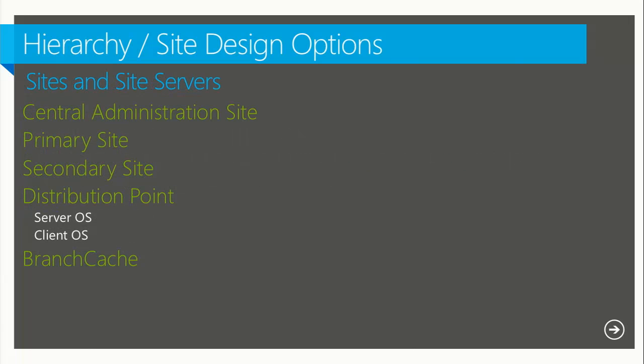So let's take a look at some of these. Some of your site design options. Central administration site, new to config manager 2012, not the same as a central primary site in 2007. Vastly, vastly different. Primary site, only one that's required. Secondary sites, DPs that can be either a server OS or a client OS, and then branch cache also kind of thrown in there, kind of the stepchild of this whole thing. But a critical piece in some instances.